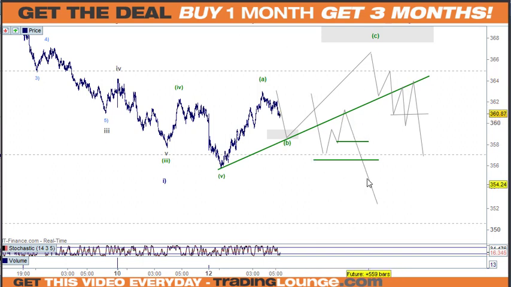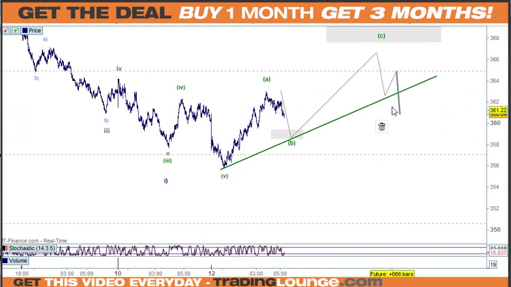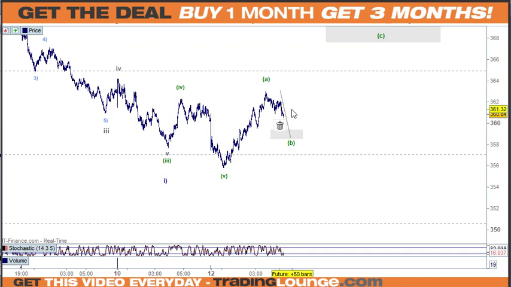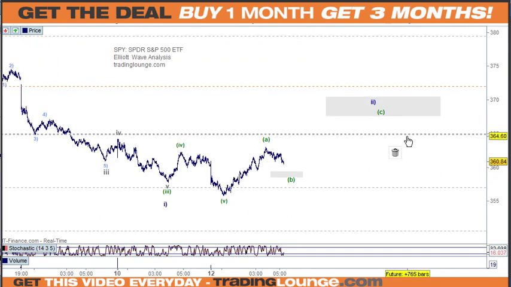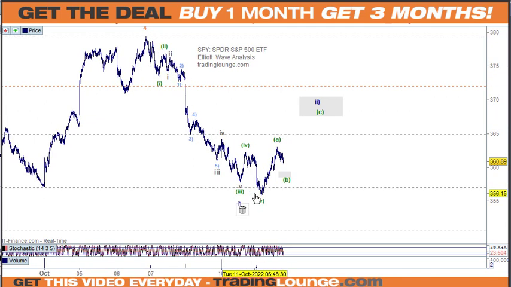So I'll clean all this mess up, but basically I just wanted to have a bit of a powwow about that, because we are looking at being in wave 1 to wave 2. So we will be going into a third wave. And the third wave should be at least the length of wave 1, if not longer than wave 1.